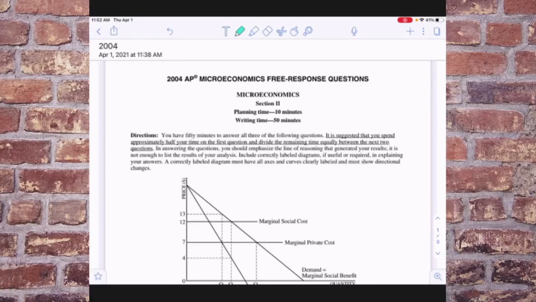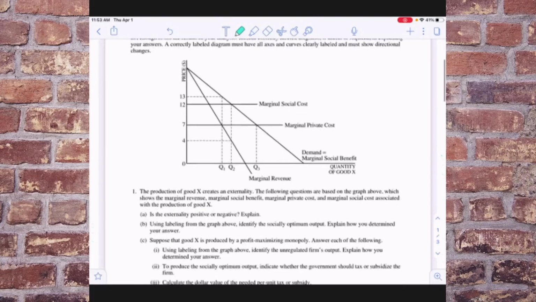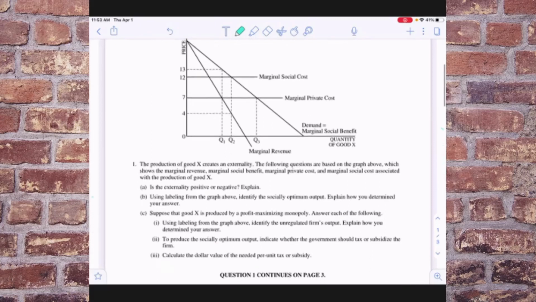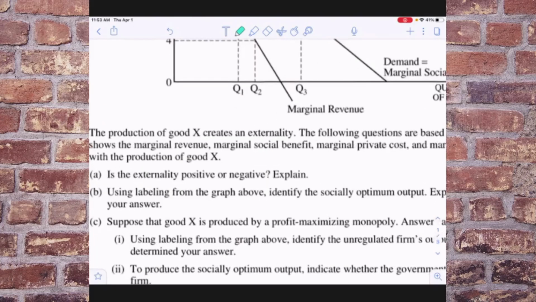Okay, now that we've pulled up the exam, we're going to go to the first question, and what you're going to do is try to answer all of this on your own without looking up the answer key. Obviously, we all know there's an answer key to this. The best way to prepare for the AP test if you want to do well is to do it this way. So we're going to look at the first question, and it says the product X creates an externality based on the graph and so on.